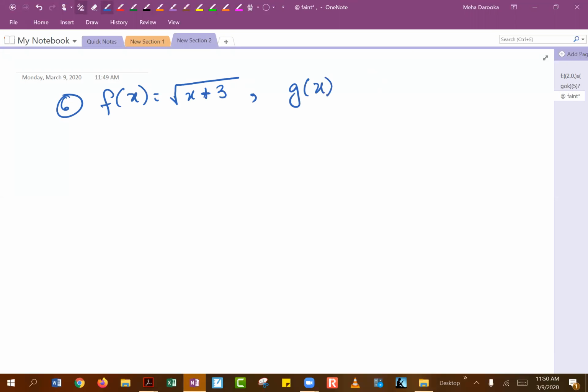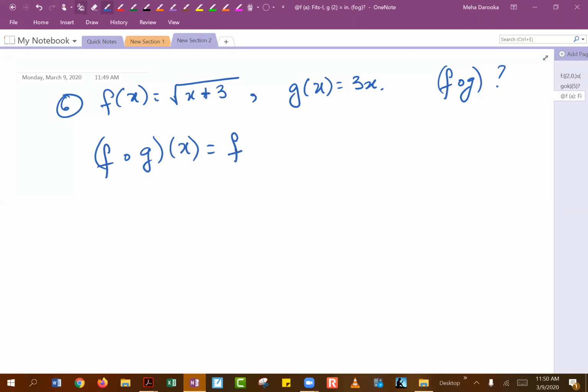G of x is given to us as 3x. They're asking us to find f of g. Again, f is the outside function, g is the inside function, and what is g given to us? 3x, which means that 3x now becomes the input for the f function. So this 3x is replacing the x here in the f.